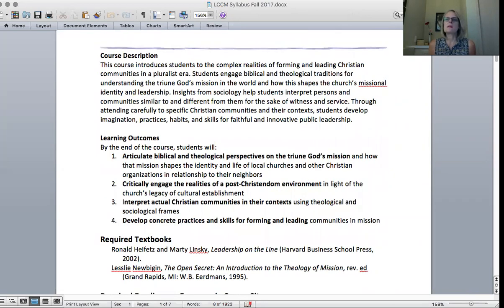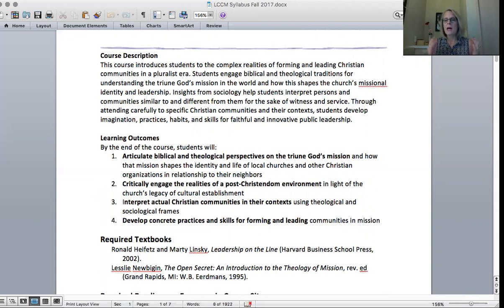This course deals with the complex realities that Christian communities are facing right now. As we are in a missional age, a time when religious pluralism is rapid, when secularization is huge, when globalization is changing the face of things, what does it mean to lead and form Christian communities? That's the heart of what this course is about.